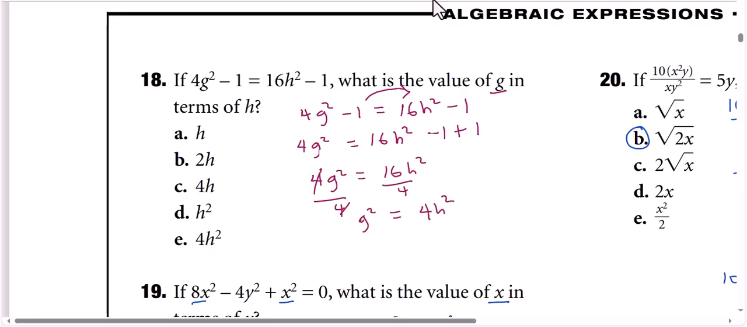Then the next step is also to take the square root. So whenever you have squared, you just simply take the square root of both sides. So taking the square root of 4h squared here, g stands alone to become 2h. So, and that's consistent with what.